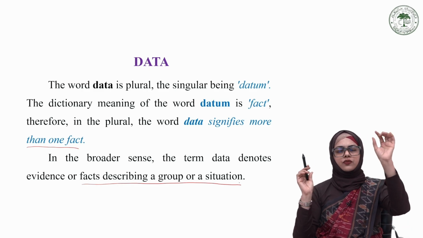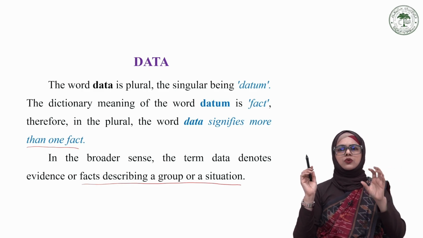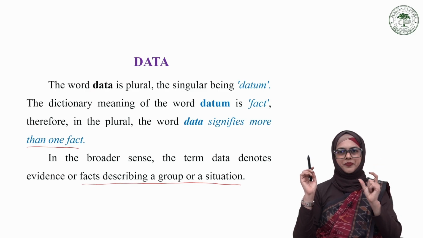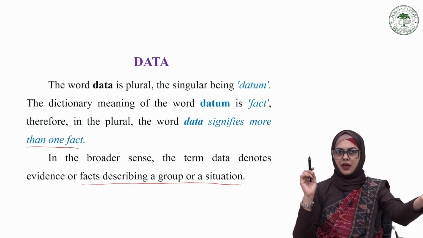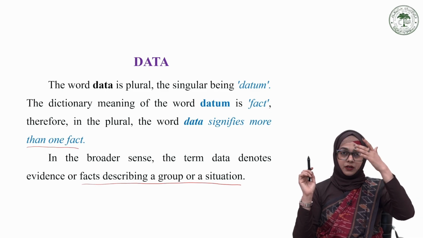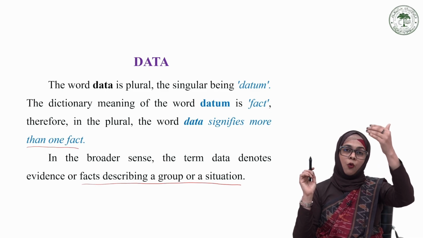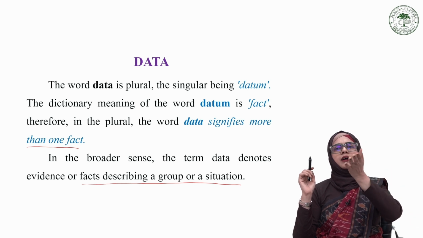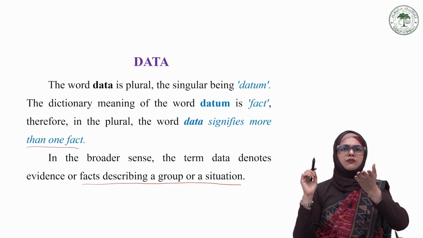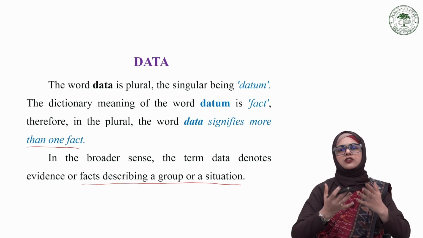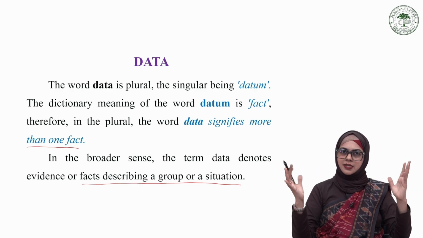So if a teacher wants to record the height of a student, that single measurement will be called a datum. For example, Ravi's height, that is 150 centimeters. However, if the teacher wants to collect the heights of all the students in the class, it could be Ravi, Shyam, Ahmed, so it would be 150 centimeters, 155 centimeters, 160 centimeters. All that collection of these facts will constitute the data.